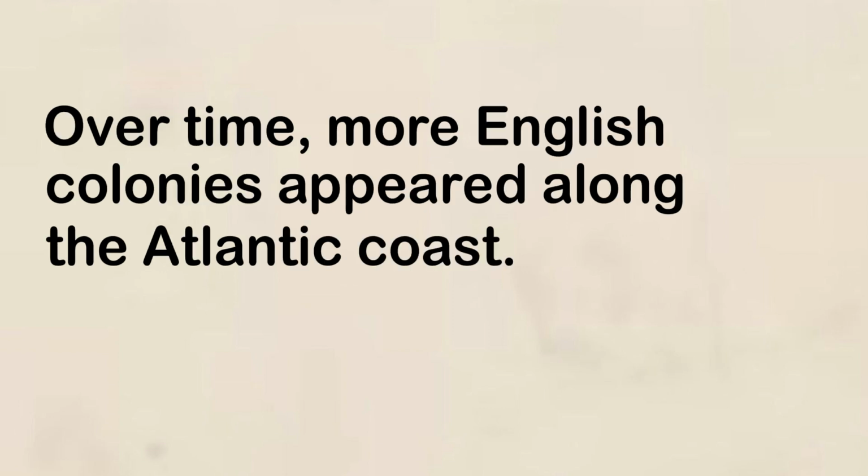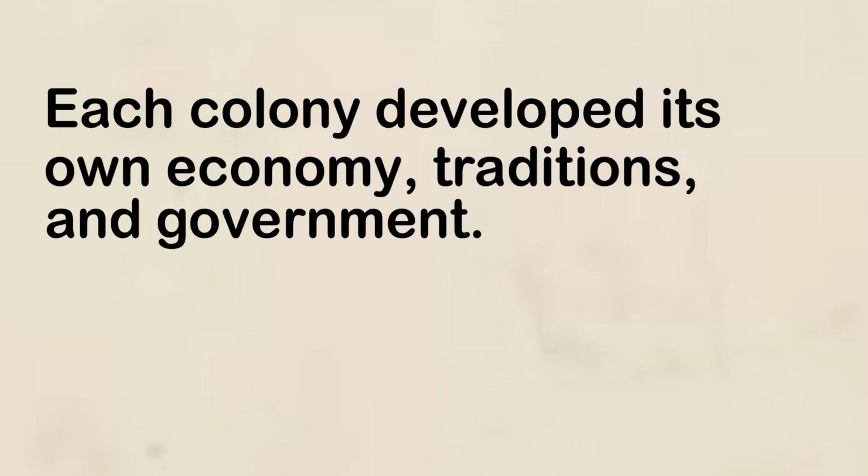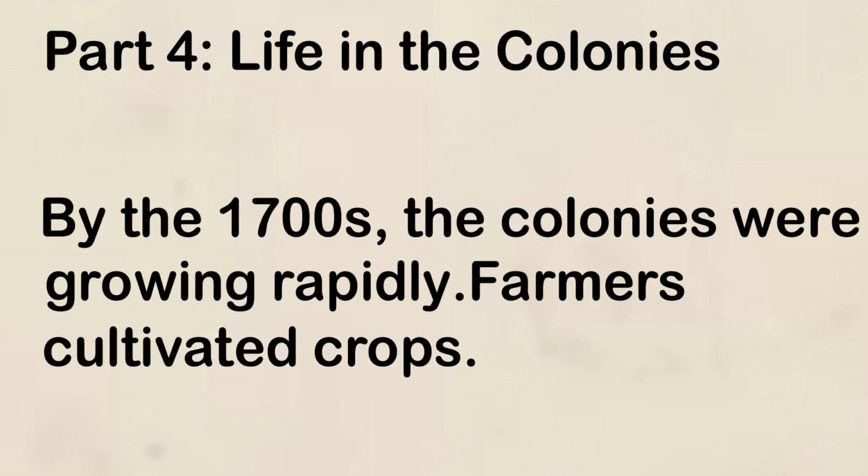Over time, more English colonies appeared along the Atlantic coast. Eventually, 13 colonies stretched from New Hampshire to Georgia. Each colony developed its own economy, traditions, and government. Still, all remained under British control. Part 4. Life in the Colonies.